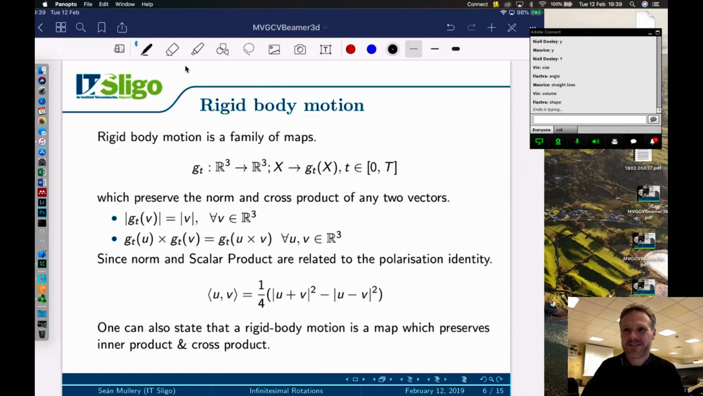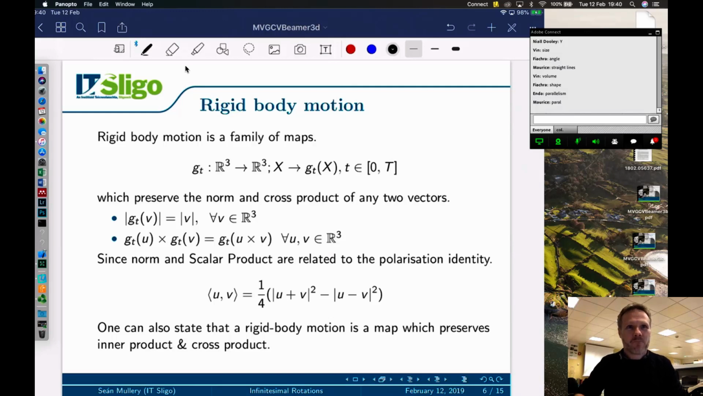Shape, sure. Parallelism was the one I was looking for. Yeah, parallelism. But all those other ones are all preserved as well. But they're all preserved as a feature of the fact. It's the same with parallelism; it would be preserved because the angles are preserved.